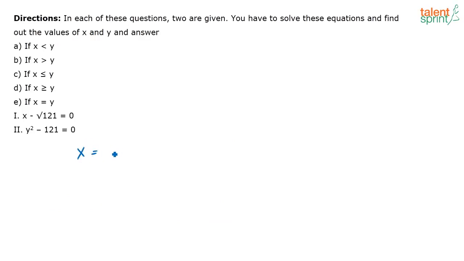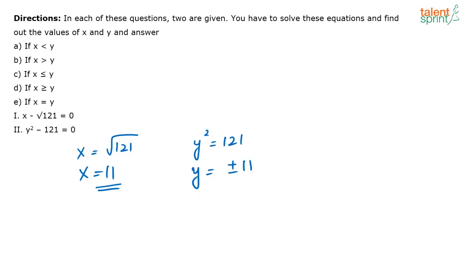See, x is equal to root of 121, or I can say x is equal to 11. The square root of any number is always the positive number. Now you have y squared is equal to 121. So what can be y? y is equal to plus or minus 11. So y can be plus 11 or minus 11. x is always 11.